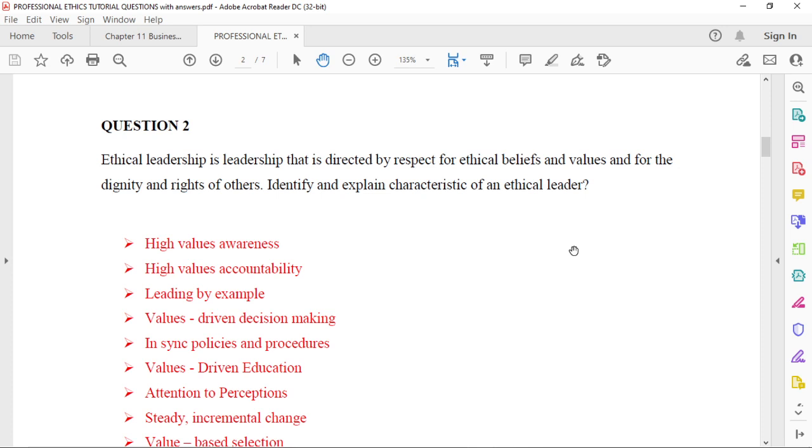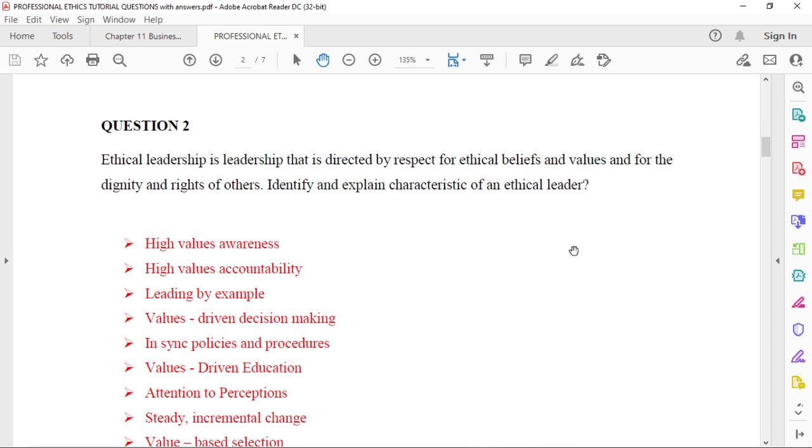Question 2 says ethical leadership is a leadership that is directed by a respect for ethical beliefs and values and for the dignity and the rights of others. Identify and explain characteristics of an ethical leader. In this question, you are asked to identify as well as to explain the characteristics of an ethical leader. These are the things that we have already discussed in our notes. There are videos that explain this.